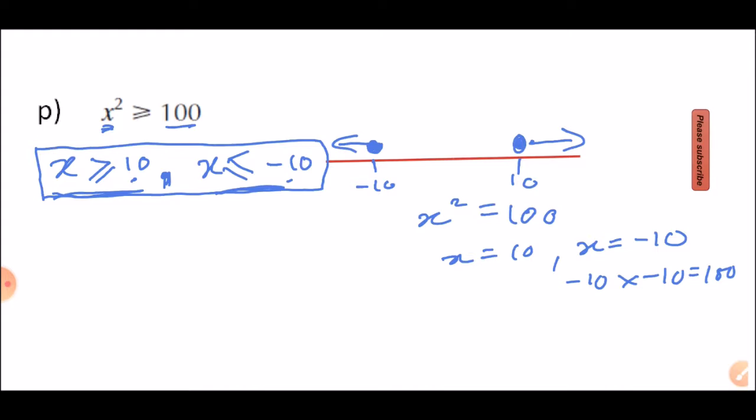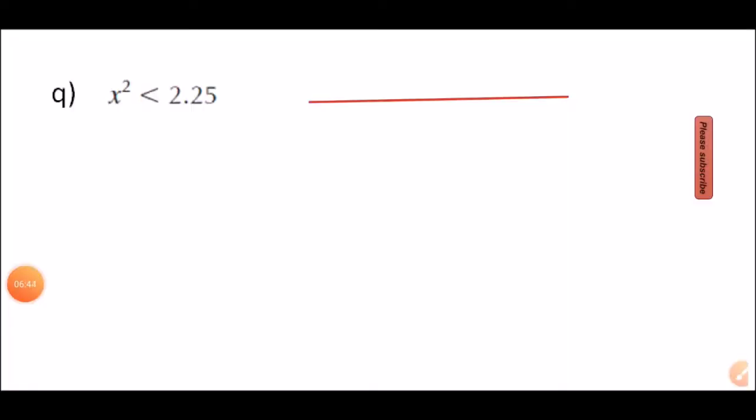So for question Q, we have to square root both sides. So x, copy the sign down, and you need a calculator for this. The square root of 2.25 is 1.5, and that's a positive answer.